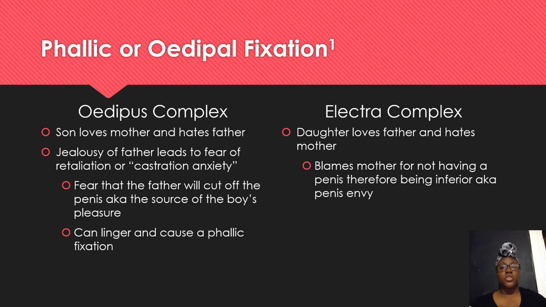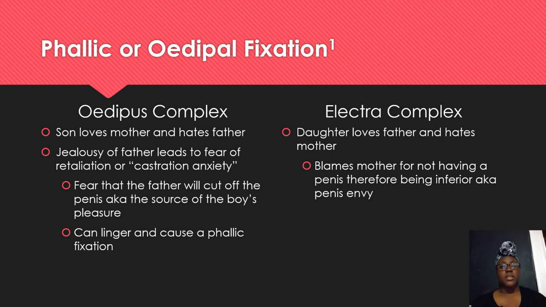Unlike the other stages, the two fixations are distinguished by gender when it comes to a phallic fixation: the Oedipus complex for boys and the Electra complex for girls. The basis of each is the unconscious desire for the parent of the opposite sex and hatred for the parent of the same sex. The Oedipus complex in boys leads to castration anxiety created by a fear of retaliation from the father to take away the boy's source of pleasure, the penis.